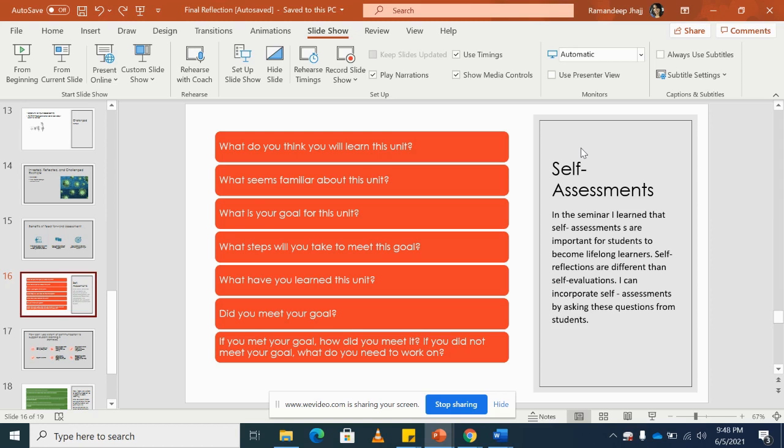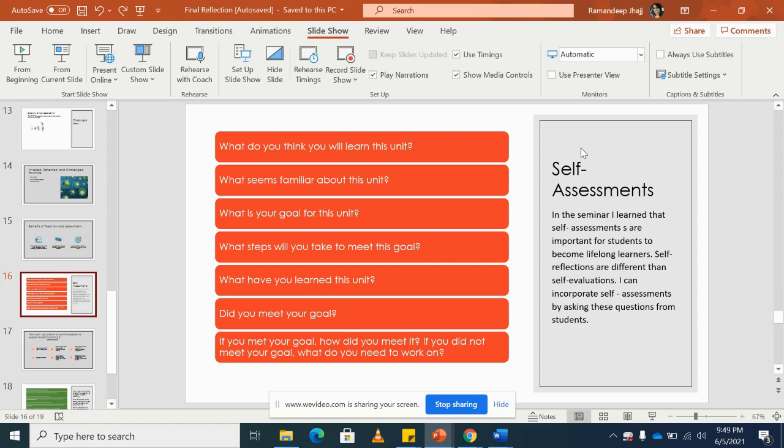Before the start of the unit, I can ask questions like, what do you think you will learn in this unit? What seems familiar about this unit? What is your goal for this unit? So they will be setting goals for themselves, and they will be thinking about what steps they will need to take to meet this goal. And at the end of the unit, they will be reflecting upon whether they have met their goal or not.